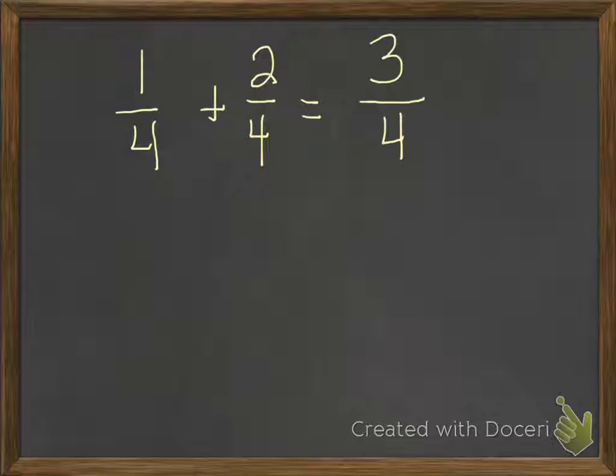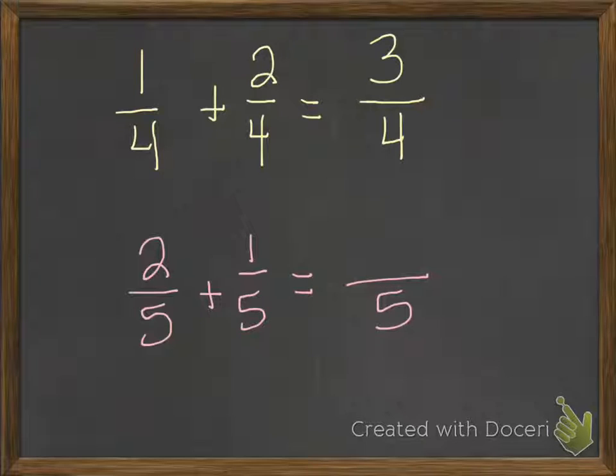Let's say I have 2/5 plus 1/5. Again, our denominators are the same, so we keep that, and we just add the numerators. 2 plus 1 equals 3/5. But what happens if our denominators are different? Let's say my problem was 1/4 plus 1/3.